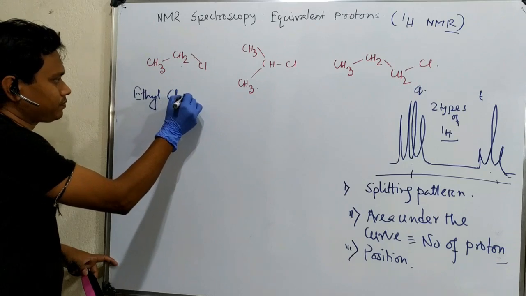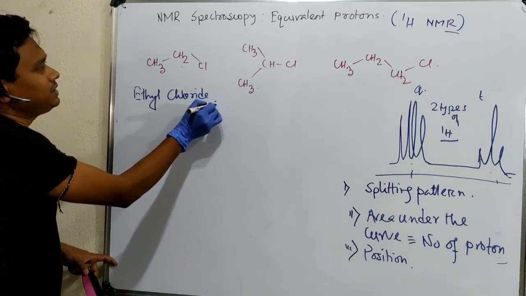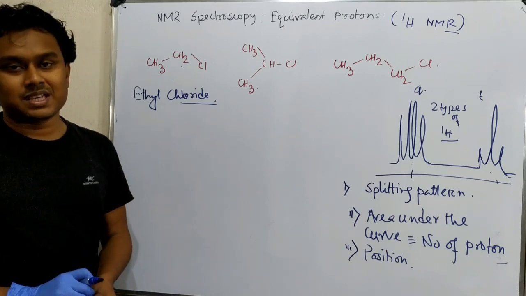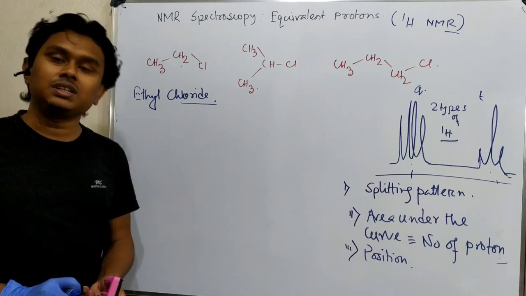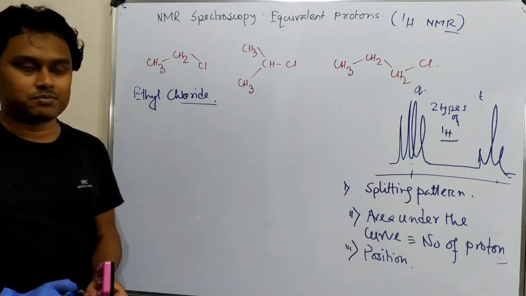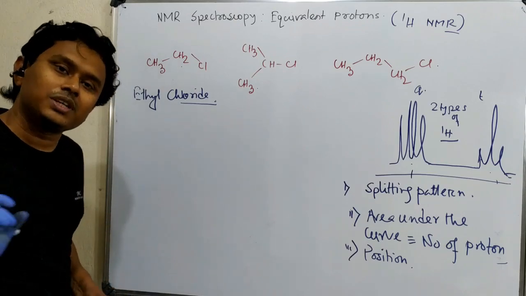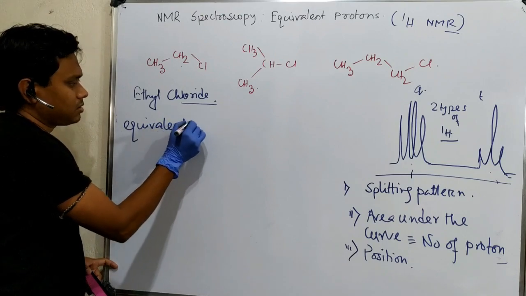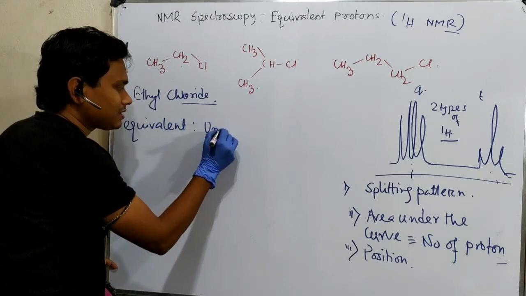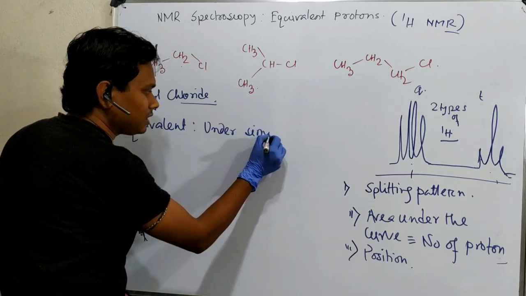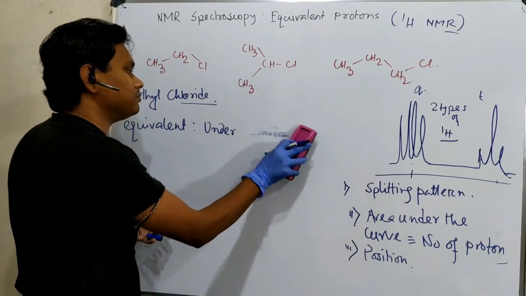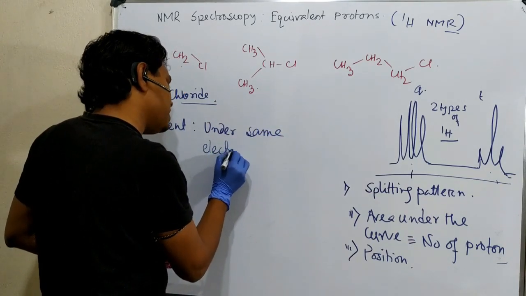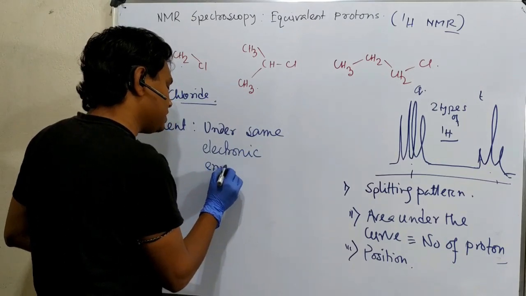Okay. In this case, how many types of equivalent protons are there? Equivalent proton means equivalent under chemical as well as electronic environment. Better to say, equivalent electronic environment. So equivalent means under the same electronic environment. And this word encompasses everything.